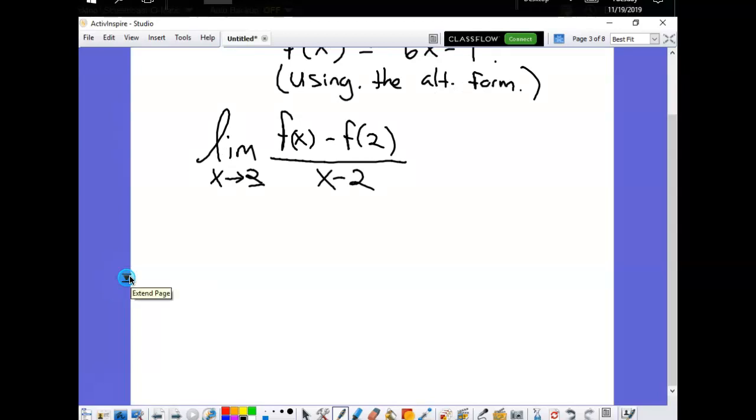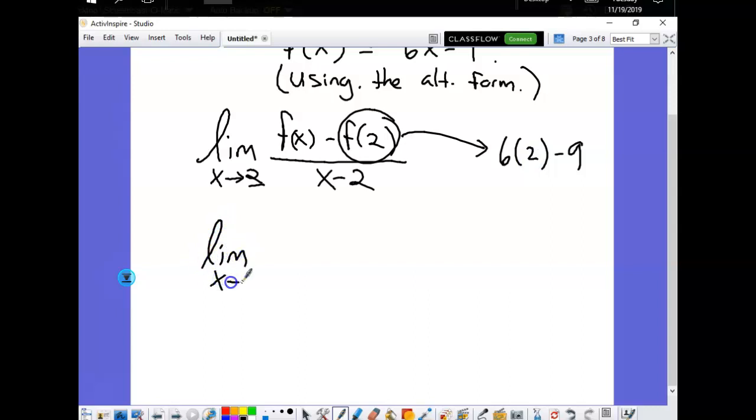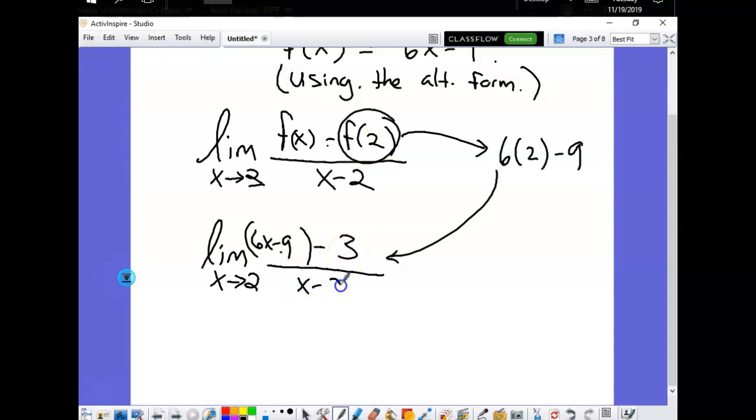So this part here, our function is 6x minus 9, right? So if I were to plug in 2, what would I get? 3 is good. But 3 goes there, right? And what is f of x? There's that. So we put the function where the f of x is. We plug in 2 and get an answer and put that where the f of 2 was. And now over here we have x minus 2.